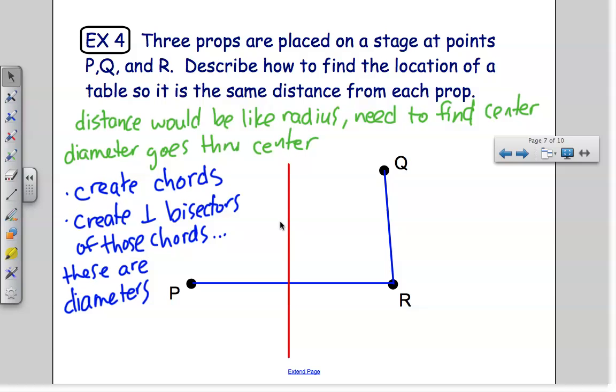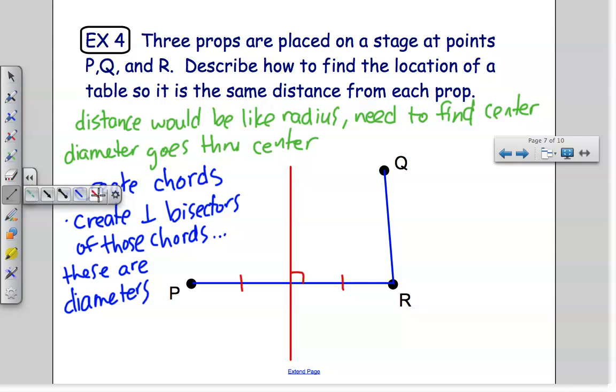First of all, I know it's perpendicular, so I'm going perpendicular to PR, but I need it to be a bisector as well. So where is the center, the middle of that? Does that look pretty good, I hope? I'm trying to make a perpendicular bisector. And now I know that this is a diameter.